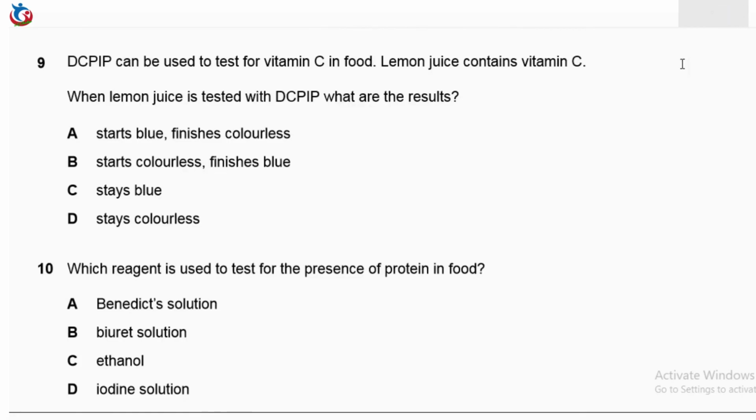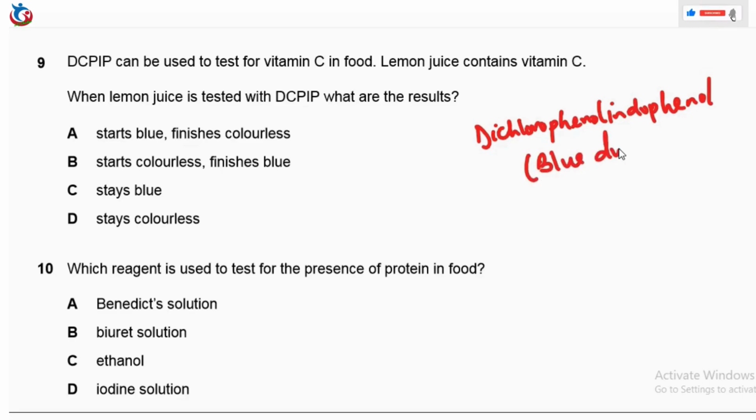DCPIP is simply an abbreviation for this compound, dichlorophenol indophenol. It is a blue dye commonly used to test for vitamin C in food. Lemon juice contains vitamin C. When lemon juice is tested with DCPIP, what are the results?